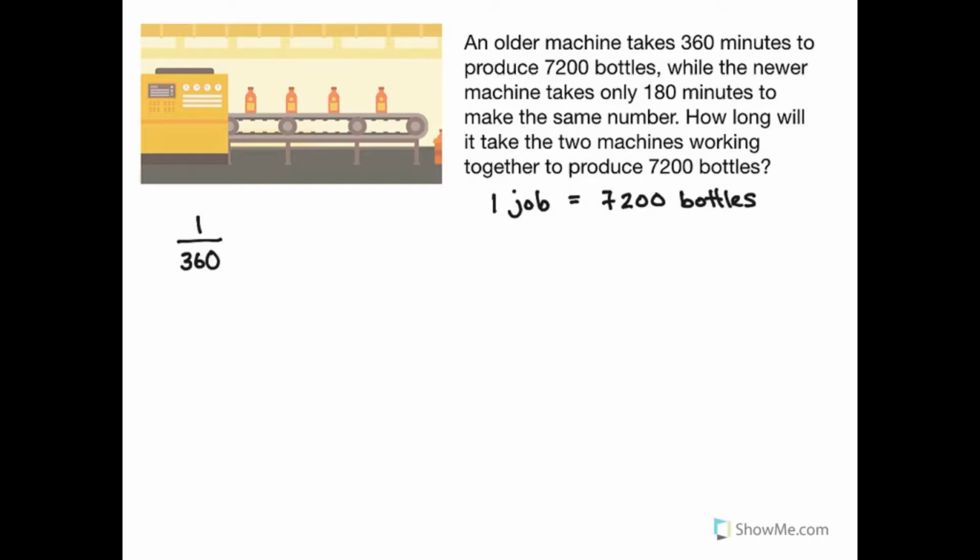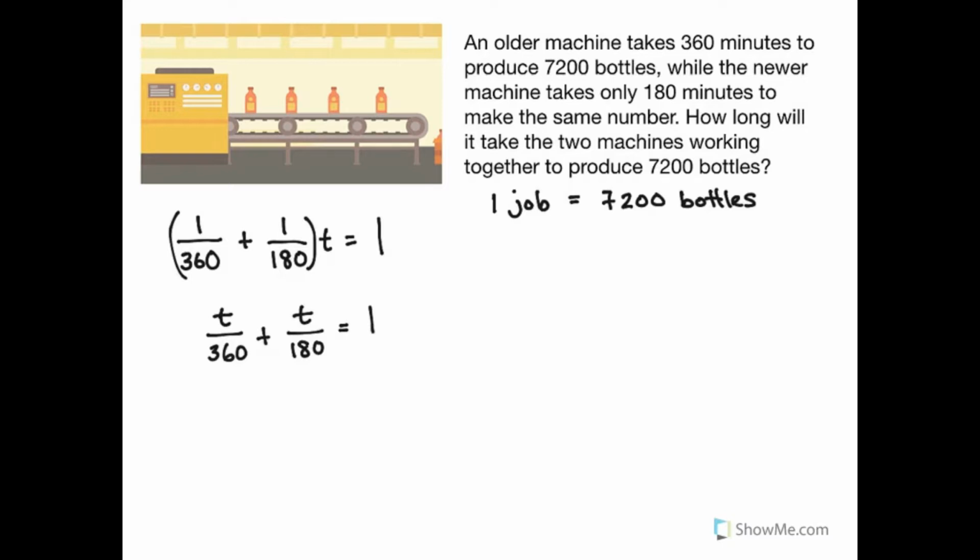The older machine finishes 1/360th of a job per minute, and the newer machine finishes 1/180th of a job per minute, and they're both multiplied by the time it takes to finish one whole job. So t over 360 plus t over 180 equals 1.